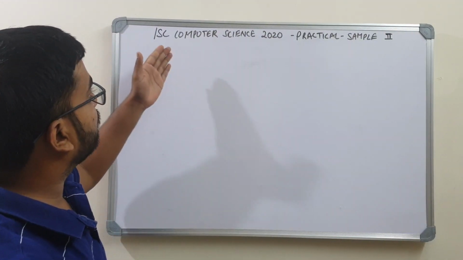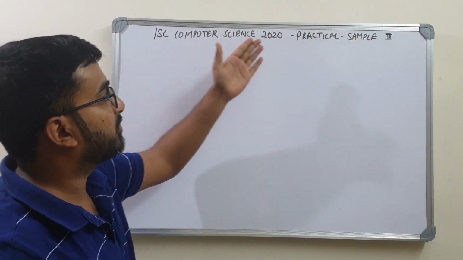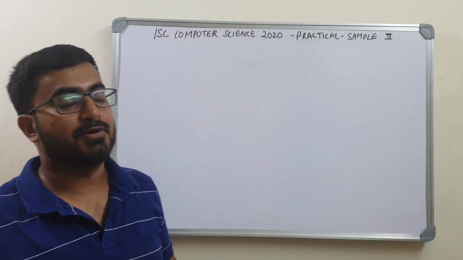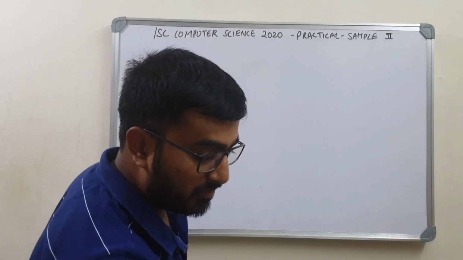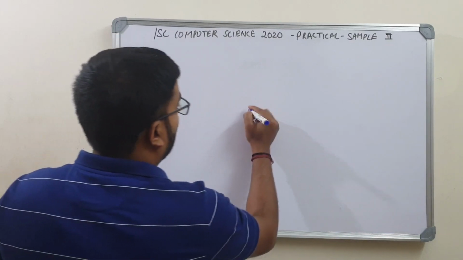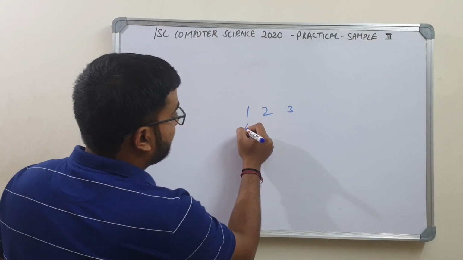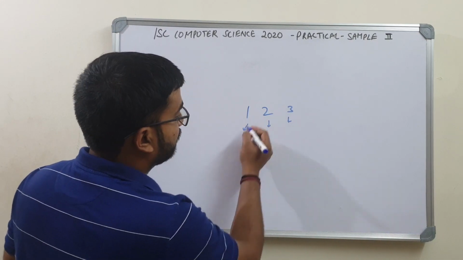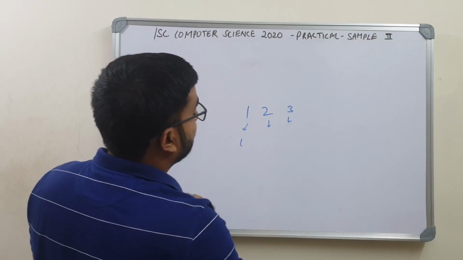So today I'm going to solve another sample question for ISC Computer Science practical. This is going to be based on numbers, integers, and the problem goes like this. Suppose you have a number, say 123. What you have to do is convert each of these digits into its corresponding binary value. So 1 is 0, 1, or simply 1, right?